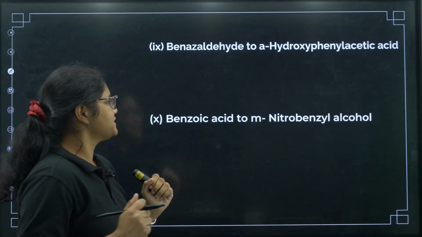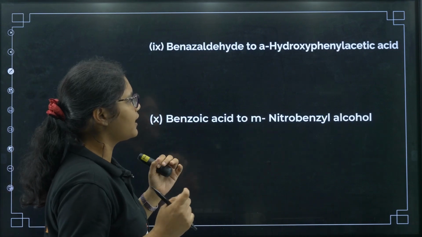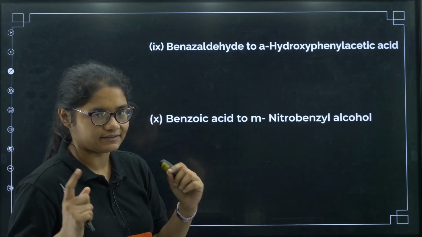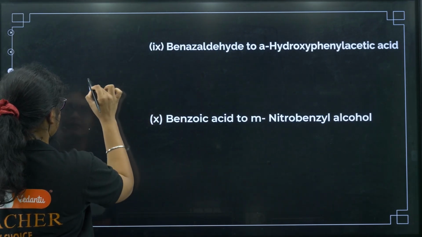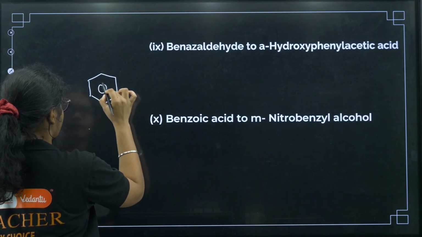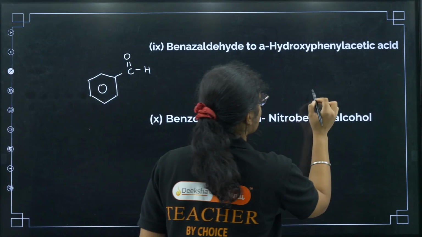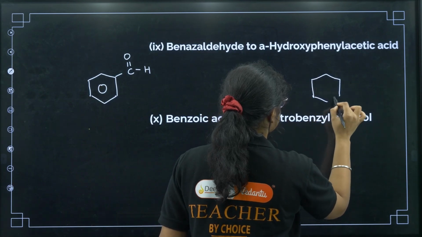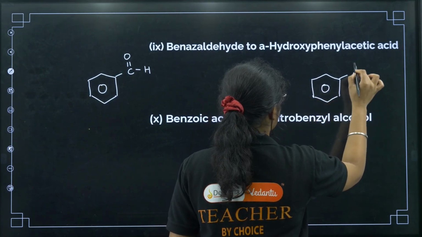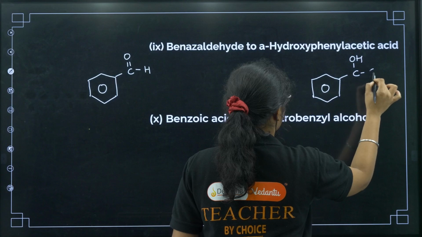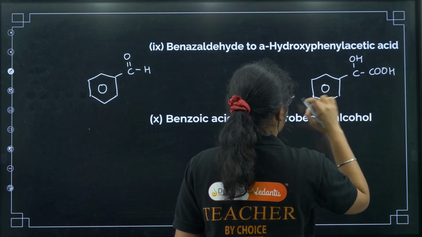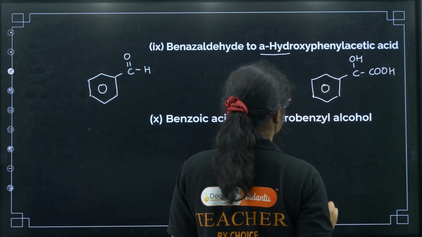Let us see the next question here, benzaldehyde to alpha-hydroxyphenyl acetic acid. So we have this one, that is your benzaldehyde, and we have alpha-hydroxyphenyl acetic acid.